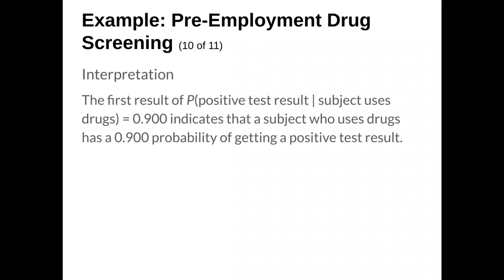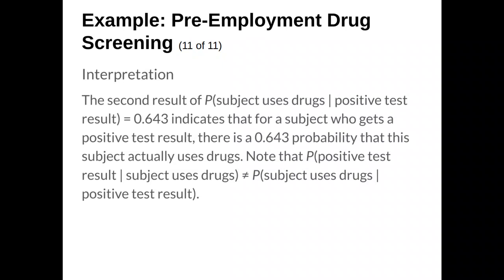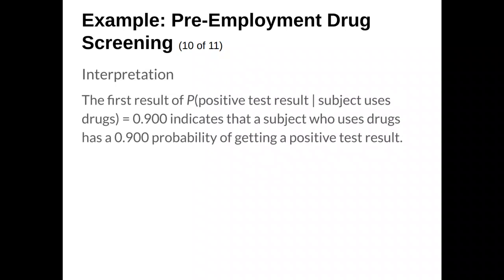So the first result gives us a probability that somebody tested positive given that they used drugs is 0.9. The second result, the probability that somebody uses drugs given they had a positive test, is only 0.643. Now, notice that's a significant difference. So what the first thing is saying is that if you use drugs, you're going to have a positive test result with a probability of 0.9, or 90% of the time.